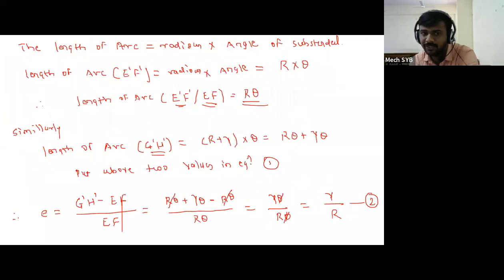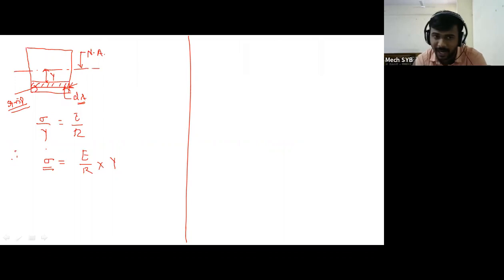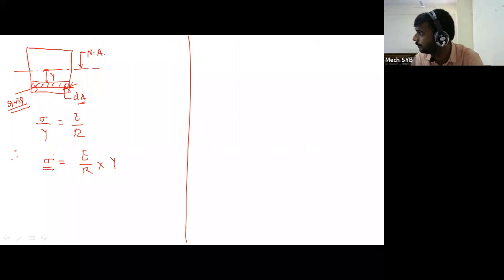त्यामुळे whatever the sigma we have calculated, sigma upon y is equal to E upon R, and sigma is equal to E upon R into y. So this particular sigma represents the stress induced in the strip. Getting? Now what I will do, if stress is calculated, we are able to calculate the force.